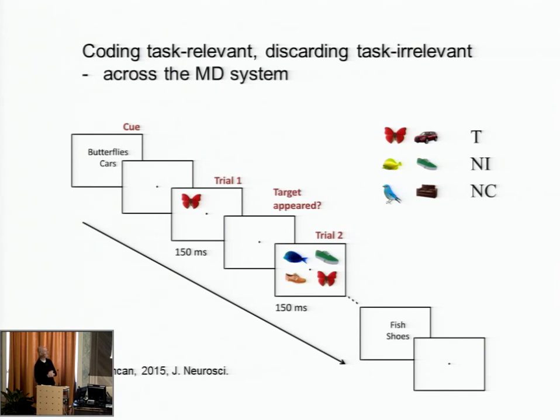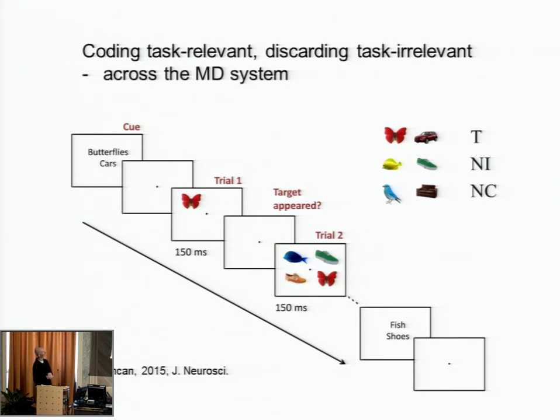There are some distinctions between visual categories that matter, and there are some that are irrelevant. They don't matter at all to behavior. So for this block of trials, both butterflies and cars are targets. It doesn't matter whether you see a butterfly or a car; from the point of view of this task, they have the same meaning. Fish and shoes are non-targets right now, so we call them N. We also call them inconsistent, NI, because these are non-target categories that will be relevant on another block. And then finally, there are consistent non-targets, NC. Birds and sofas, for this subject, are never targets. So they're non-targets in every block.